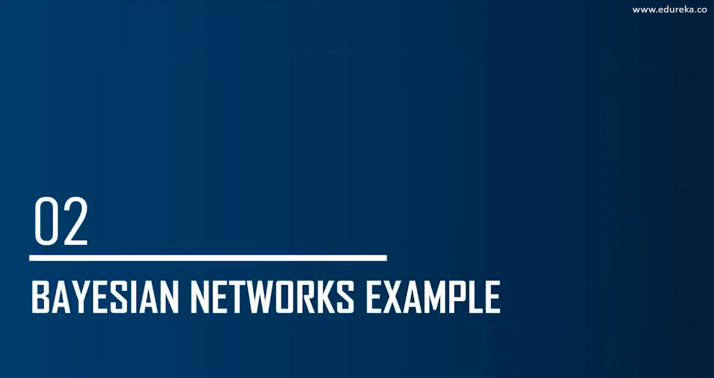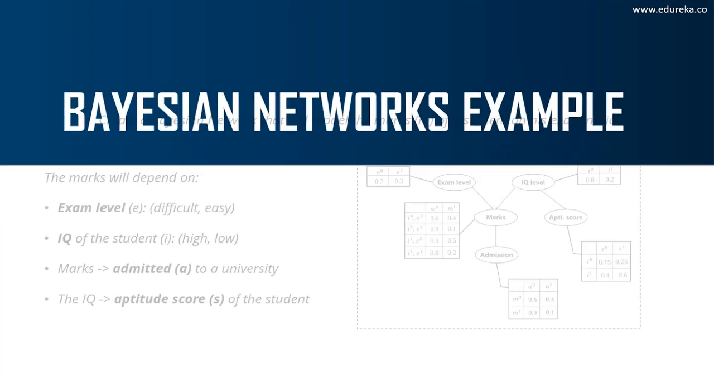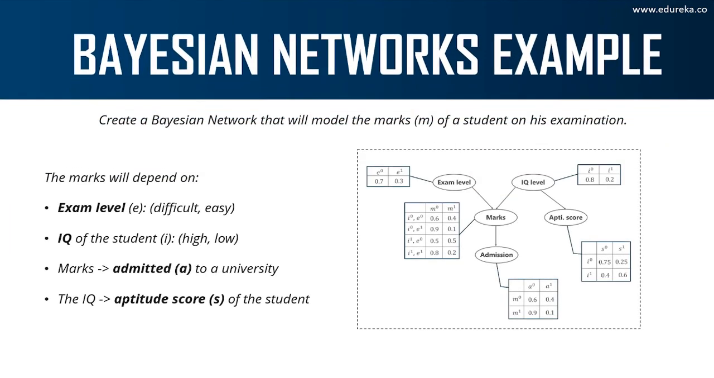So now let's come back to Bayesian networks and let's look at an example. Let's assume that we're creating a Bayesian network that will model the marks M of a student on his examination. The marks will obviously depend on a couple of factors. It will depend on the exam level, which is denoted by E. Exam level is basically a discrete variable that can take two values. It can either be difficult or easy.